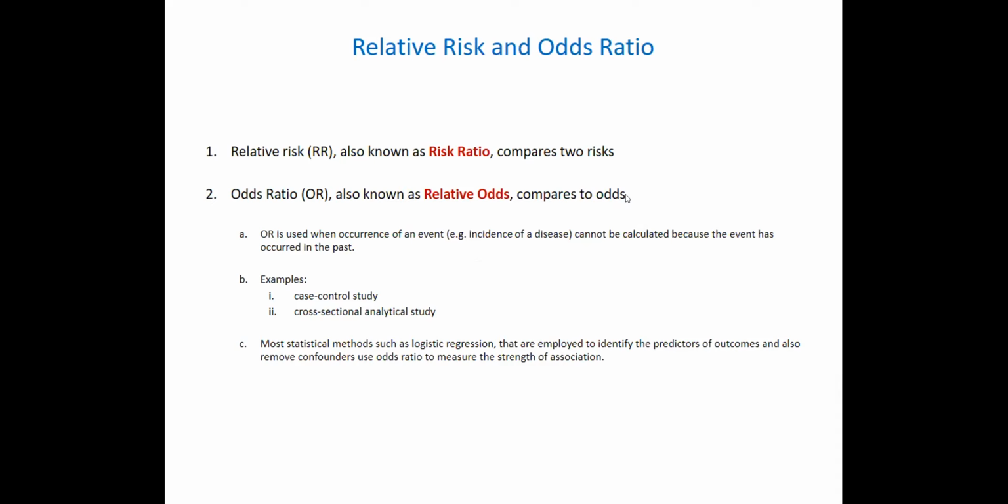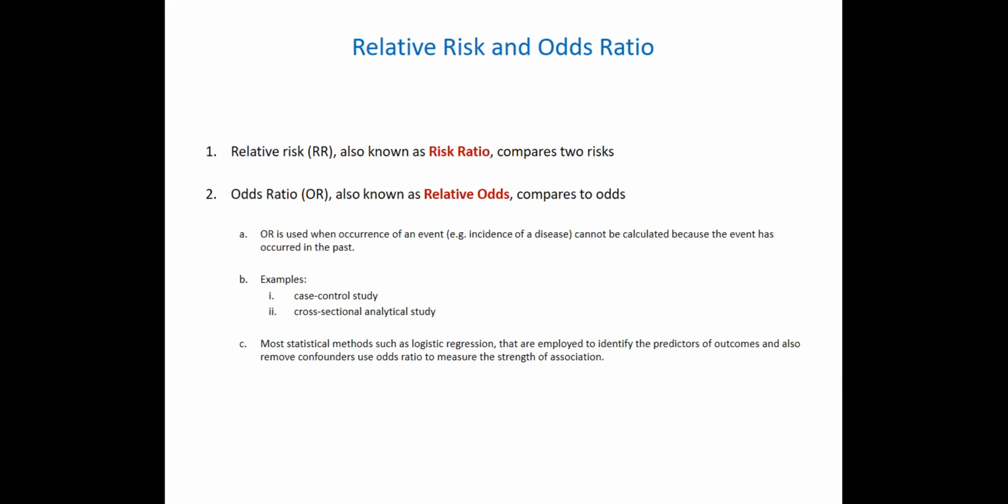Now, relative risk. Let's look at what relative risk means, and what odds ratio means. Relative risk, also known as risk ratio, is comparing two risks. You know, we say risk is probability. It is probability divided by probability. That's why they use it for this situation.